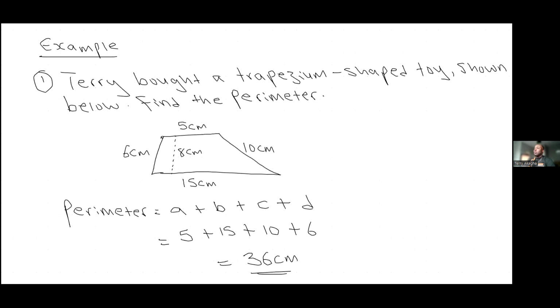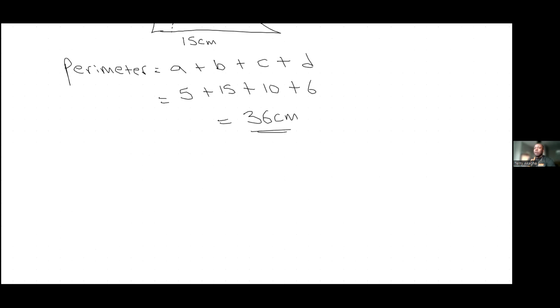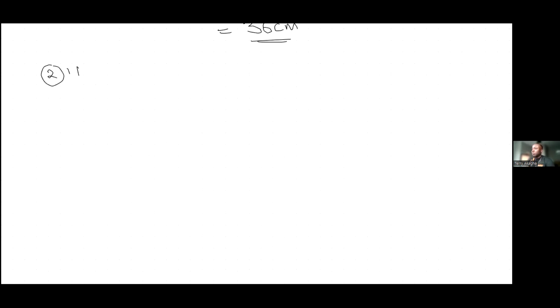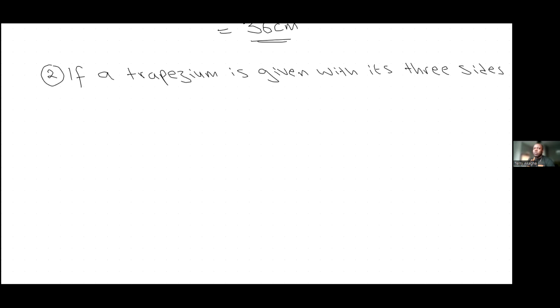All right, let's go to another question. So number 2 on perimeter, we're told that if a trapezium is given with its three sides whose measures are 20 centimeter, 22 centimeter, and 17 centimeter.